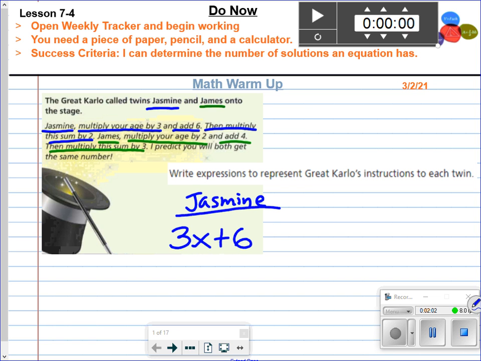Jaden? We could put it at the end. We could put it at the beginning. It doesn't matter. Either side works, right? Because order of operations, we have to do what's in parentheses first, right? All right, so let's deal with James.